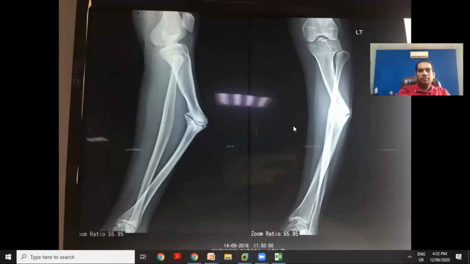Okay, so now what is going on in this X-ray right now? You can see a deformity in the AP view and in the lateral view. So what does it mean? It means that the deformity is in another angle, in another plane.